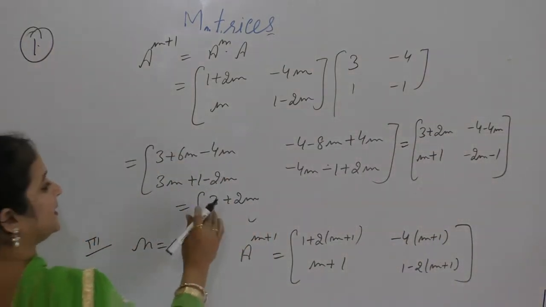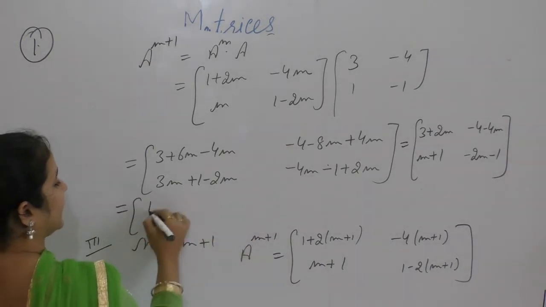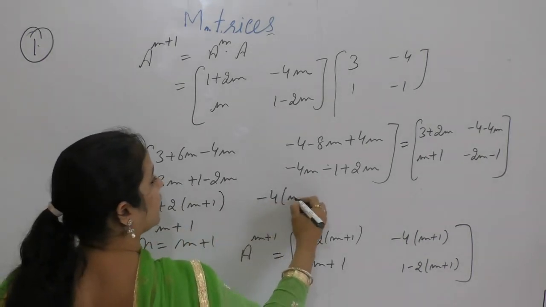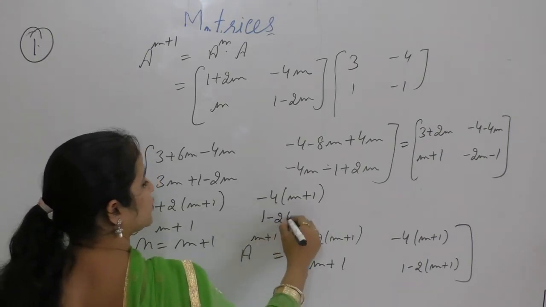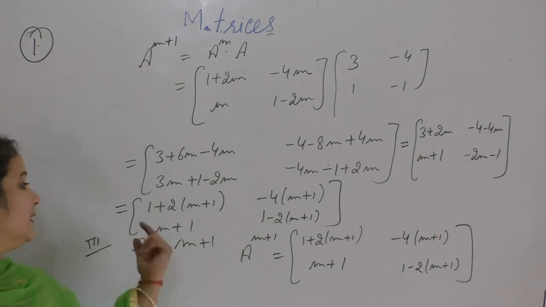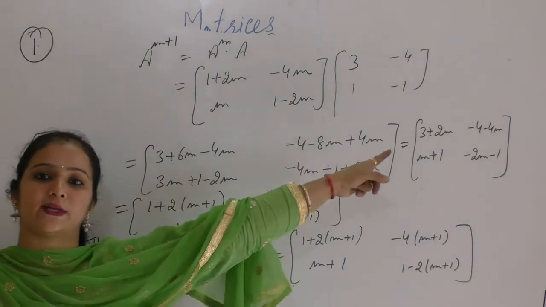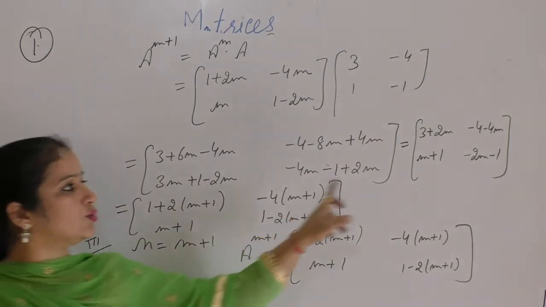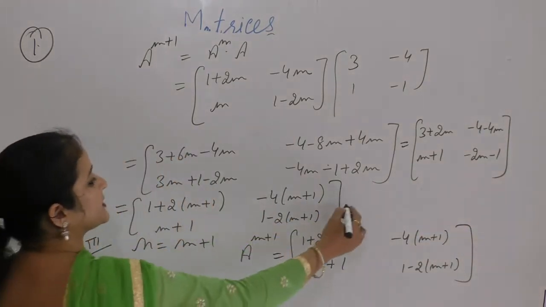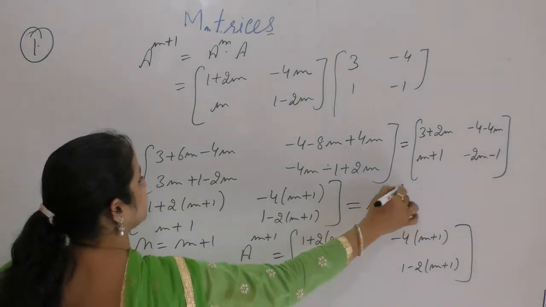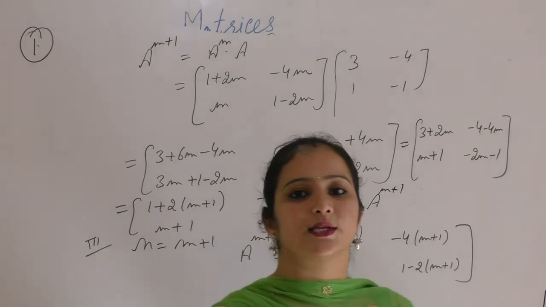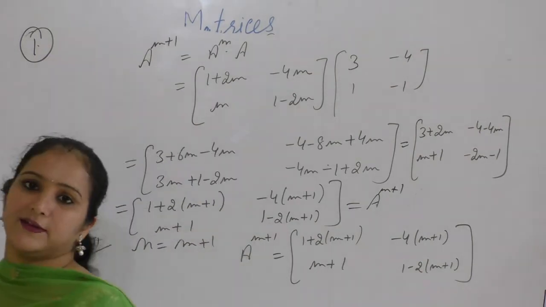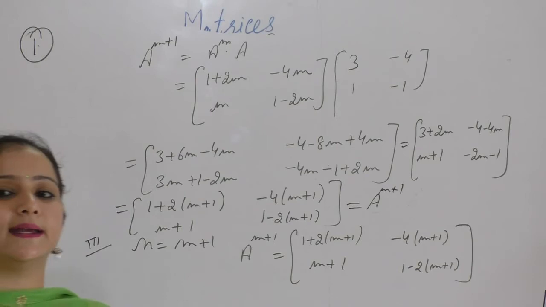Now we can write 3 as 1 plus 2, taking 2 common, m plus 1, minus 4 common, 1 minus 2 into m plus 1. Check it. 2m, 2 plus 1 is 3, 3 plus 2m, minus 4m minus 4, m plus 1, 1 minus 2m minus 2 plus 1 minus 1. So therefore the result is true for n is equals to m plus 1. Hence the result is true for all positive integers n by principle of mathematical induction.